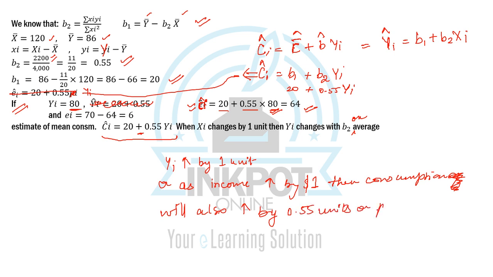or percentage points on average. So this should be the interpretation of this slope coefficient.